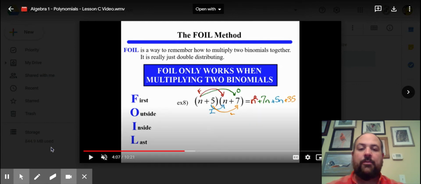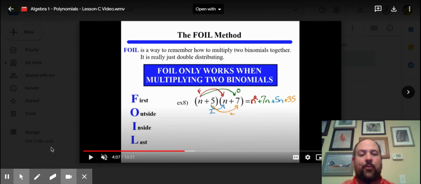At this point, what we can see is we basically did 4 multiplications. We did the n times n, the n times 7, the 5 times n, and the 5 times 7. That's our double distributive property. We multiplied the first term in the first set of parentheses by both terms in the second set, and the second term in the first set of parentheses by both terms in the second set. So we have our 4 multiplications.